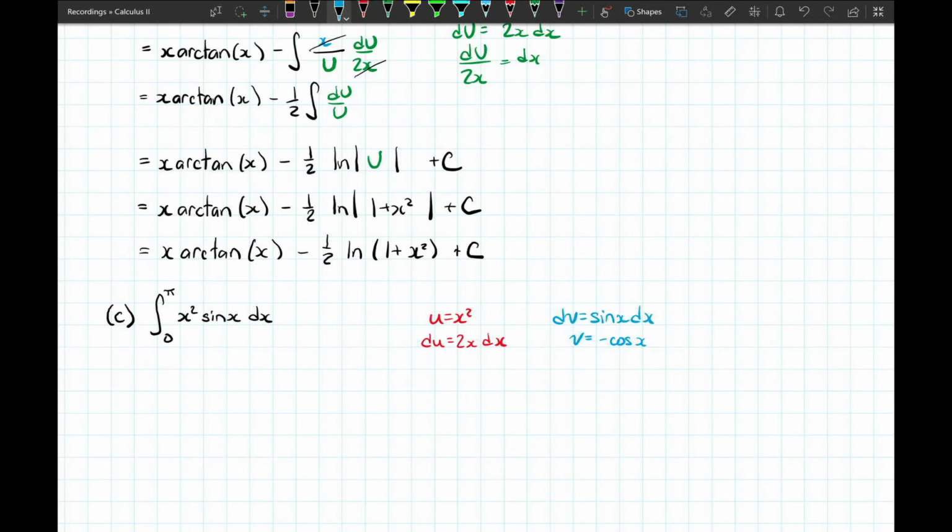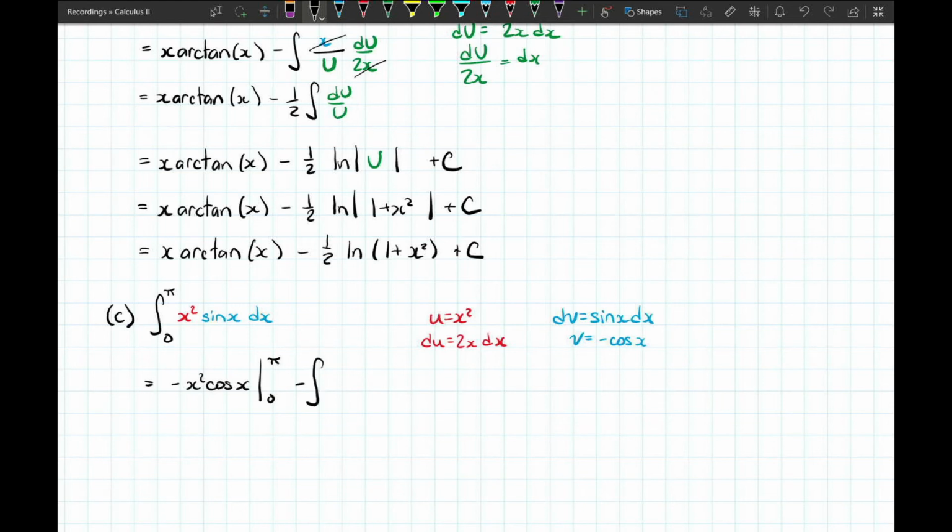Integrating that will give us negative cosine of x. Now, at this point, we are dealing with a definite integral. We're not going to have any plus c's to worry about, but we are going to have to evaluate all expressions from x equals 0 to x equals pi. So this uv that we get will already need to be evaluated from 0 to pi because it should just come out as a value. We're not looking for an expression in terms of x.